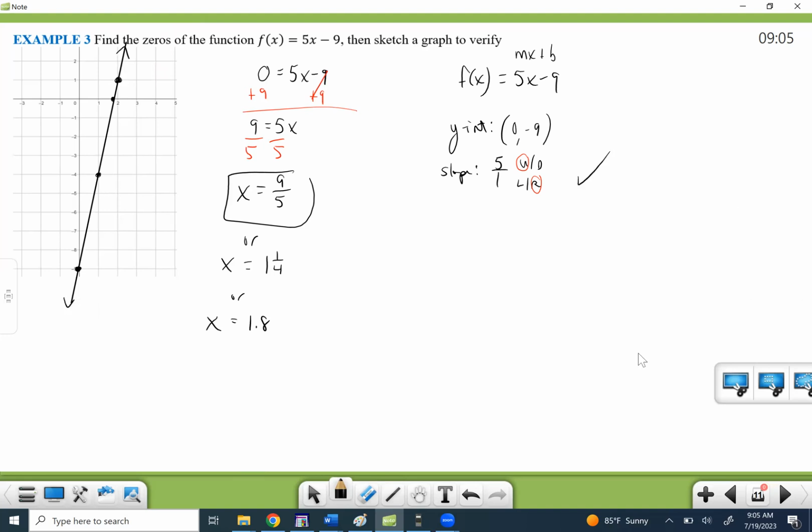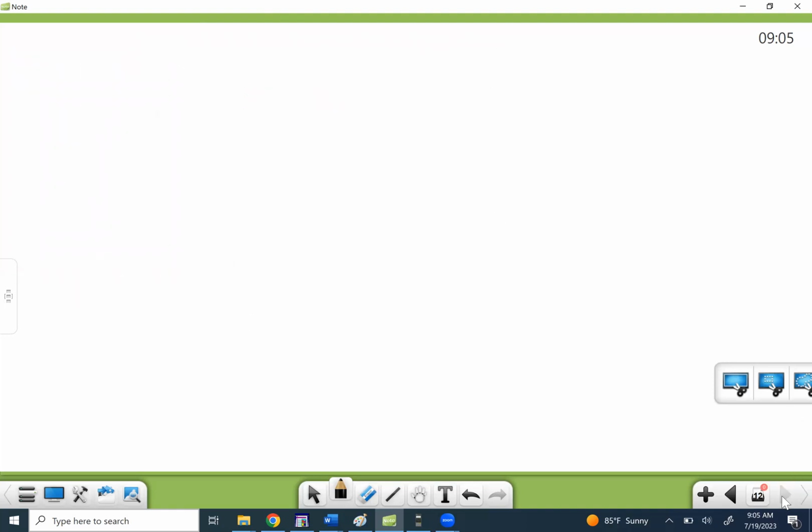Okay, awesome. So on your homework, when it says find the zeros, in this case, it was only a 0. Sorry, this should have been in parentheses. Make sure that you're plugging the 0 in for the y. All right, you guys, that does it.